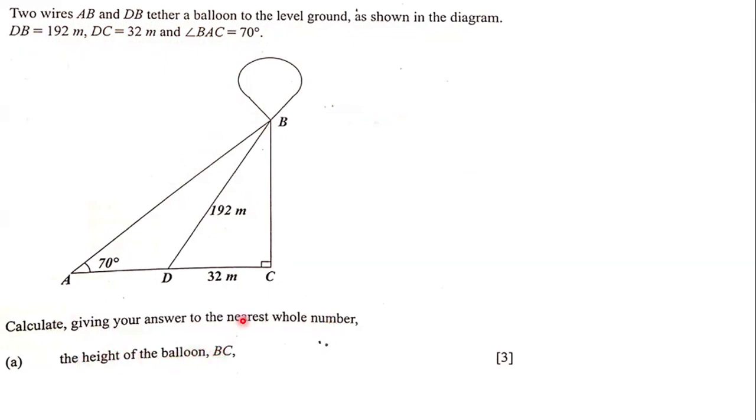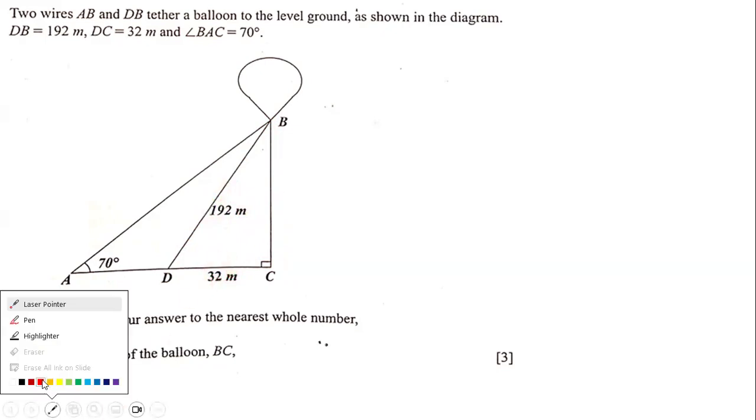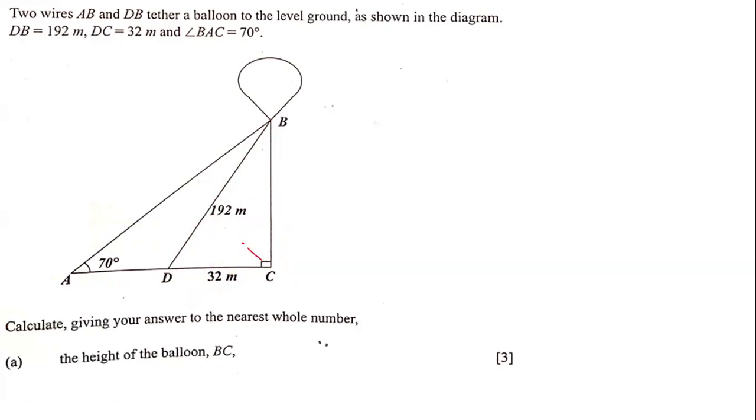So here, what we're looking for is BC, right? BC is one of the side lengths of this right angle triangle. Indeed, we have this side, which is 192 meters, and this side, which is 32 meters. Now, note carefully that this side is opposite the right angle, and so that means that this side is the hypotenuse, which we label as C.